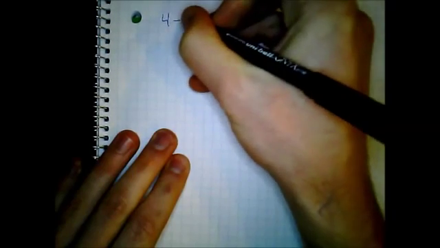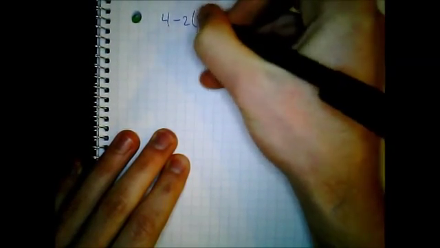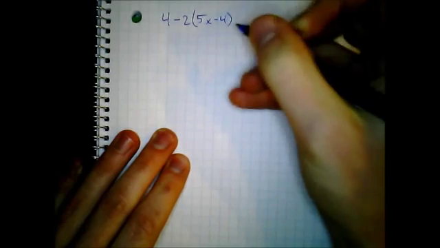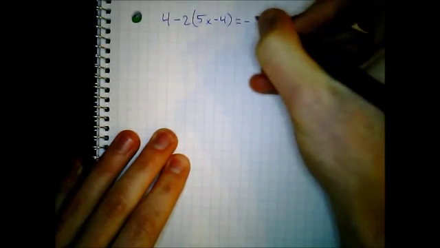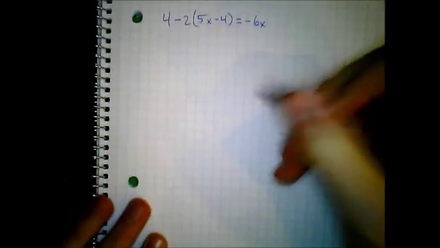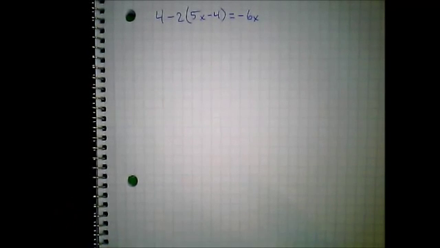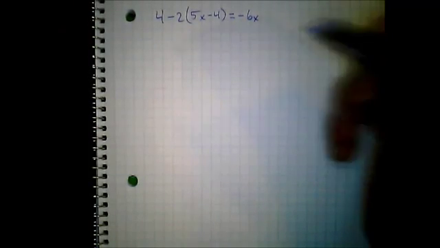All right, and one more type of example. Again, we just want to build our confidence. That's why we do so many examples. So we have 4 minus 2 times the quantity 5x minus 4, and that equals negative 6x. Okay, again, there's nothing in this equation that we haven't seen before. We know how to distribute.